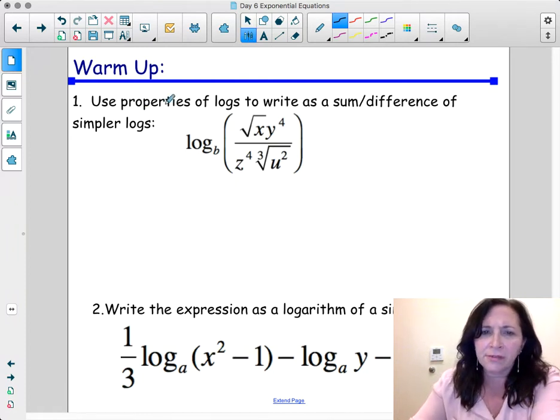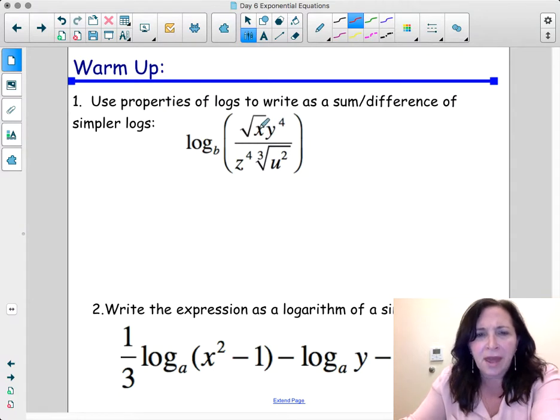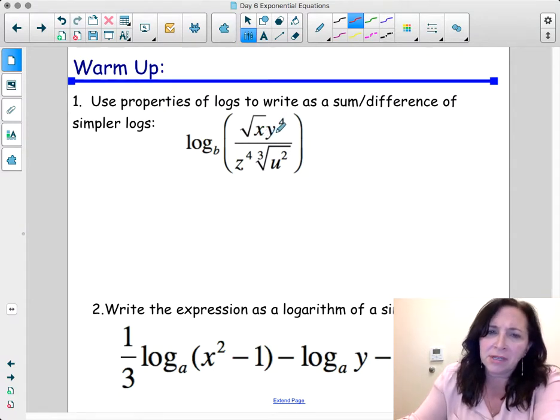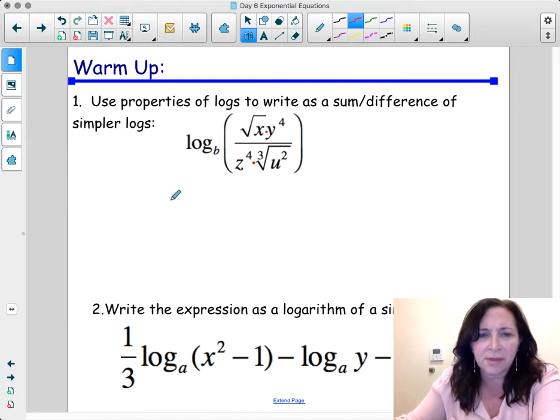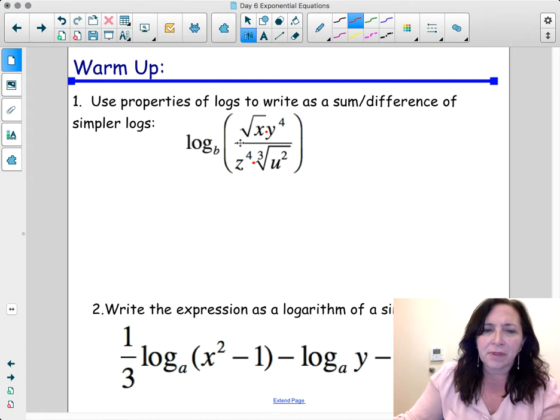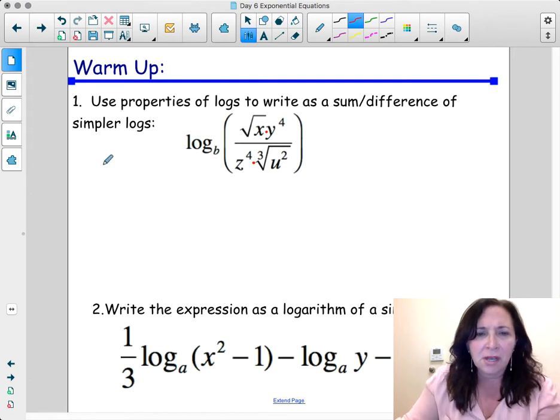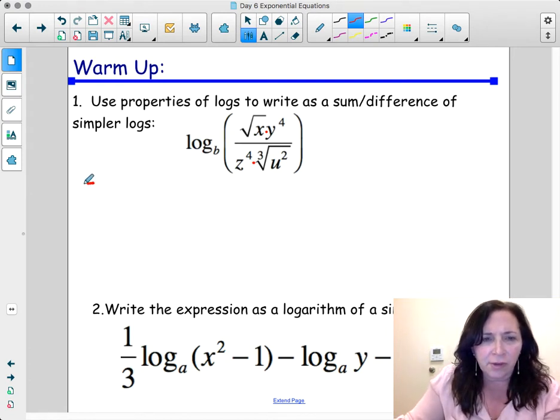Using properties of logs to write a sum or difference of similar logs. We did this on the last lesson, so what we're going to do is expand that. And in order to expand that, we're going to remember that for our log properties, multiplication means addition, and these are multiplication, so that's going to be addition. And this line right here is representing subtraction. The division is subtraction.